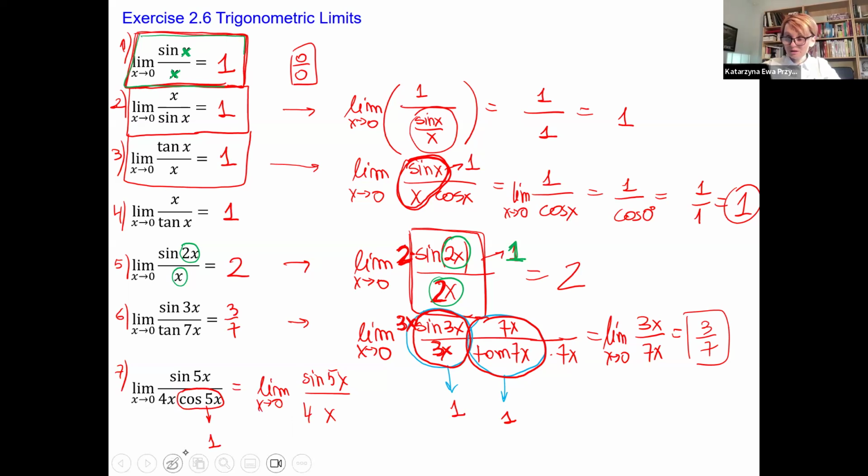In order to say that this limit is 1, I need 5. That's the constant. I will multiply by 5. And what's left? 5 over 4, because this loop, sine of 5x over 5x, is 1. 5 was left outside, and 4. This limit is 5 over 4, not 5 over 20. Of course, that's my trick.